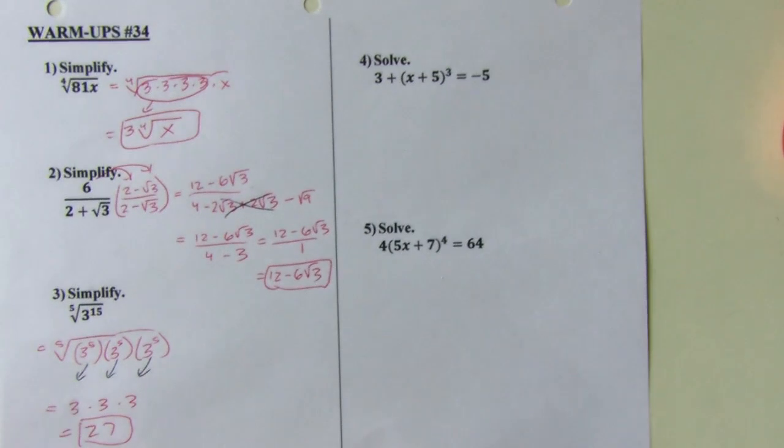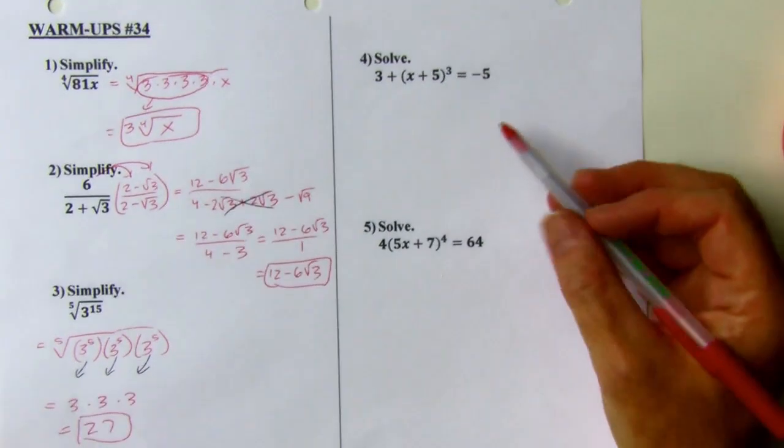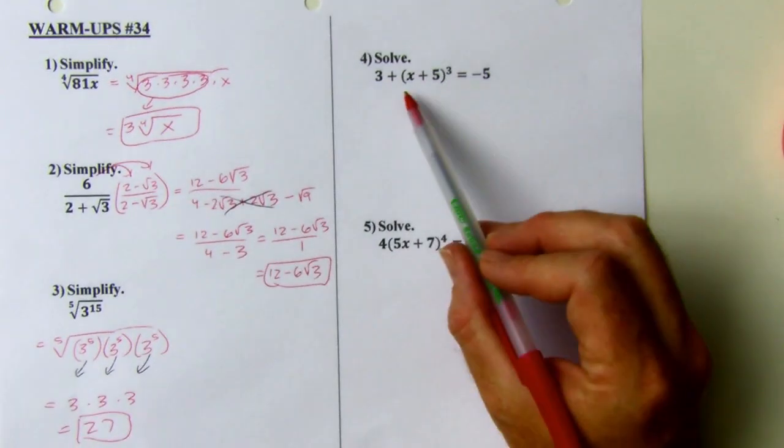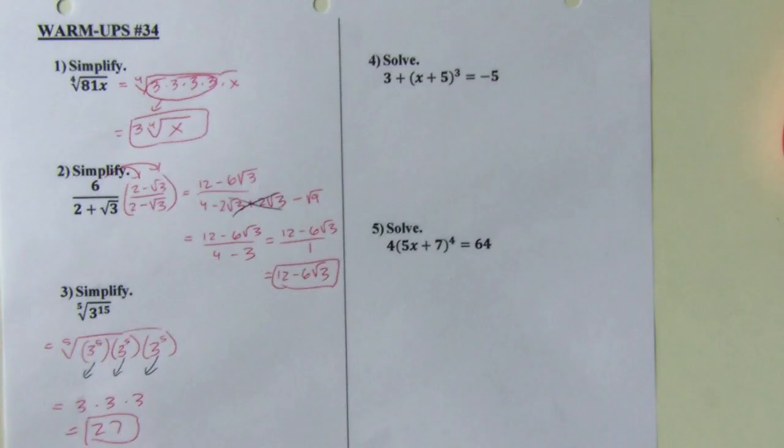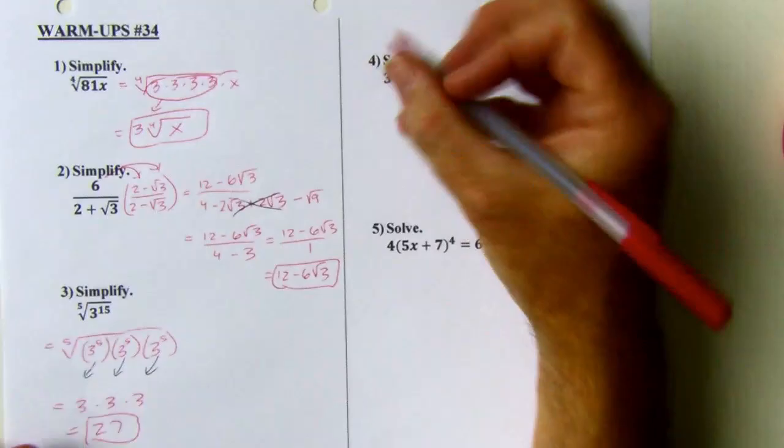Okay. All right, next up, I'm going to solve this equation. So first thing I'm going to do is isolate the binomial. I'm just going to subtract 3 from both sides of the equation.